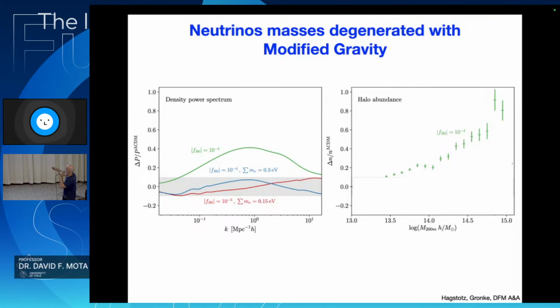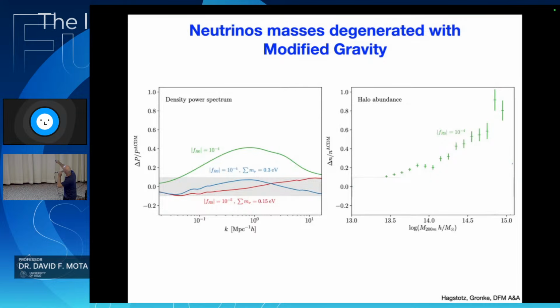So if I count the number of halos, again, you always compare to general relativity, yes? What's the deviation of the number of halos per mass in my universe? If I have an f of r theory of gravity, like 10 to the minus 4, I see that there are many more halos, very massive ones, in f of r gravity than in lambda CDM. This is the deviation, yes? Because there is a fifth force, I create bigger halos.